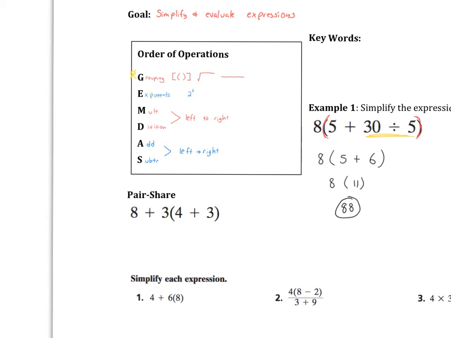Next, look at the pair share there. Please have a quick conversation with your neighbor. What do we do? What's the first thing? What's the second thing? Go.